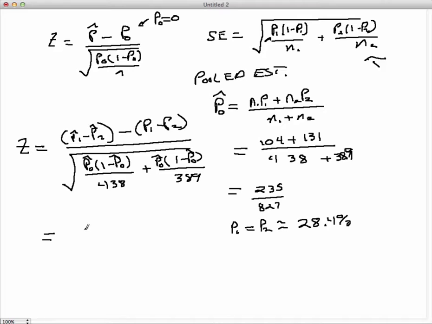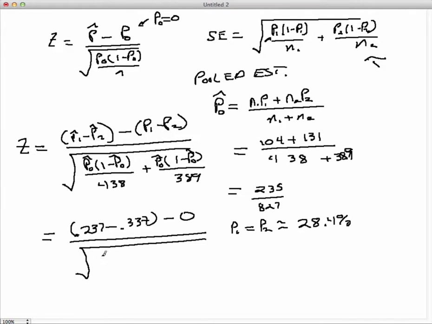So in the numerator, that's going to be what? 0.237 minus 0.337, minus 0. Where did I get the 0 from? Well, these two were supposed to be the same, weren't they? p1 and p2. And since they were the same, the difference between them should be 0. And then down here in the denominator, we should have what? 0.284. That's a 4 there. There we go.